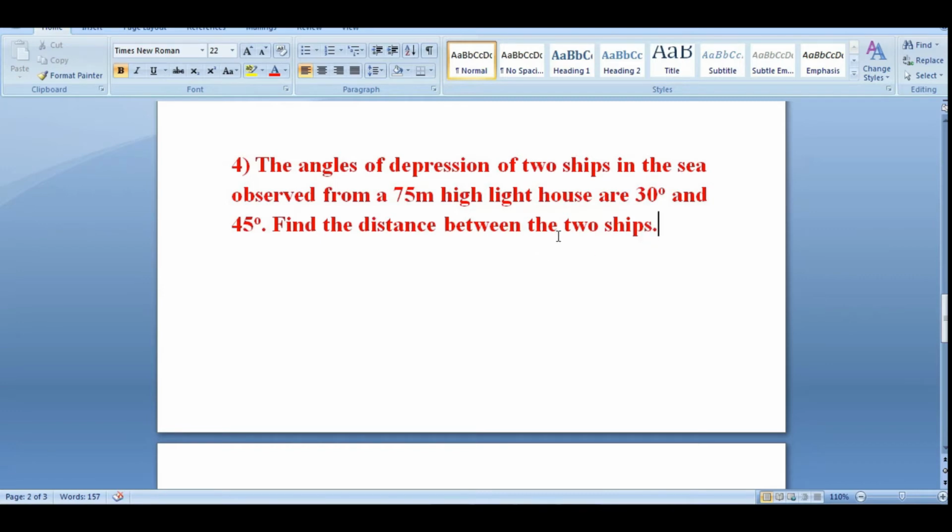The angles of depression of two ships in the sea observed from a 75-meter high lighthouse are 30 degree and 45 degree. What is the distance between the two ships? At first you have to know the lesser is the angle of depression, the greater will be the distance. So the angle of depression of this ship, that is 30 degree, is smaller compared to 45 degree. So this 30 degree ship will be farthest from the lighthouse. Now let's draw the diagram.